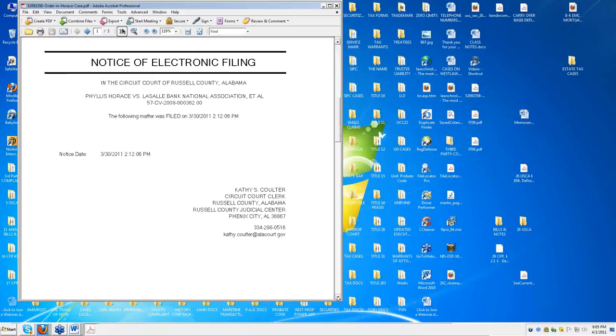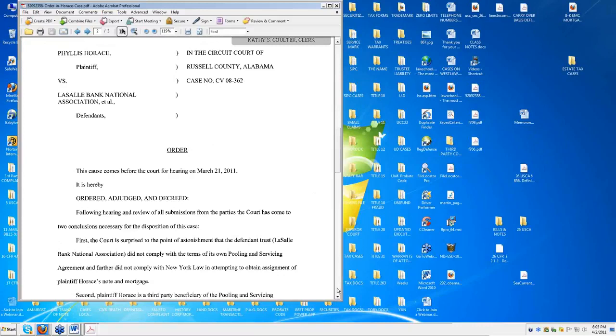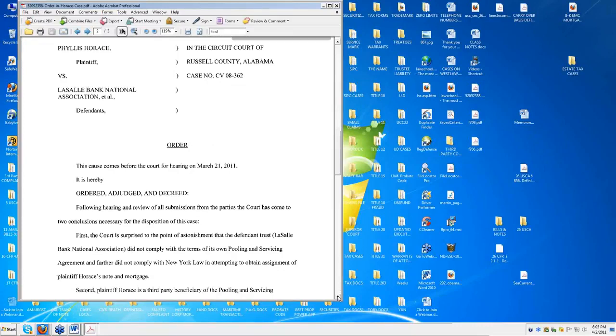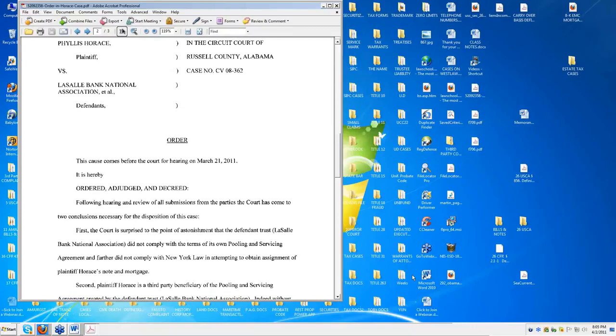Kathy Coulter, Circuit Court Clerk. Order. This cause comes before the court for hearing on March 21st, 2011. It is hereby ordered, adjudged, and decreed. Following hearing and review of all submissions from the parties, the court has come to two conclusions necessary for the disposition of this case. First, the court is surprised to the point of astonishment that the defendant trust, LaSalle Bank National Association, did not comply with the terms of its own pooling and servicing agreement, and further did not comply with New York law in attempting to obtain assignment of Plaintiff Horace's note and mortgage. Second, Plaintiff Horace is a third-party beneficiary of the pooling and servicing.